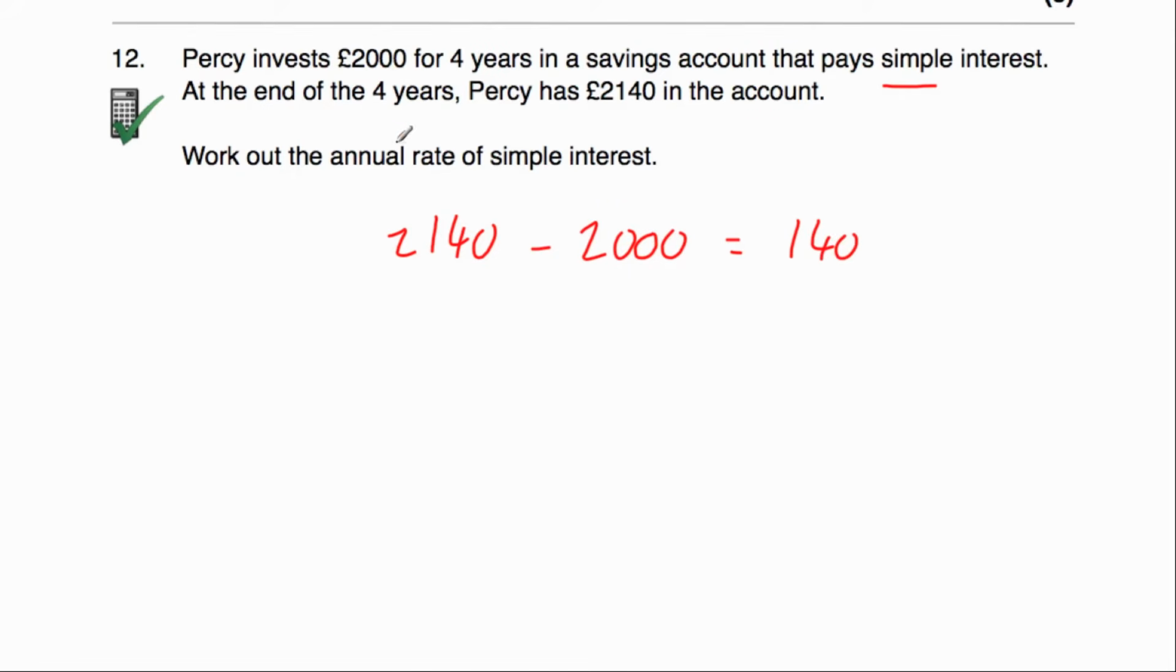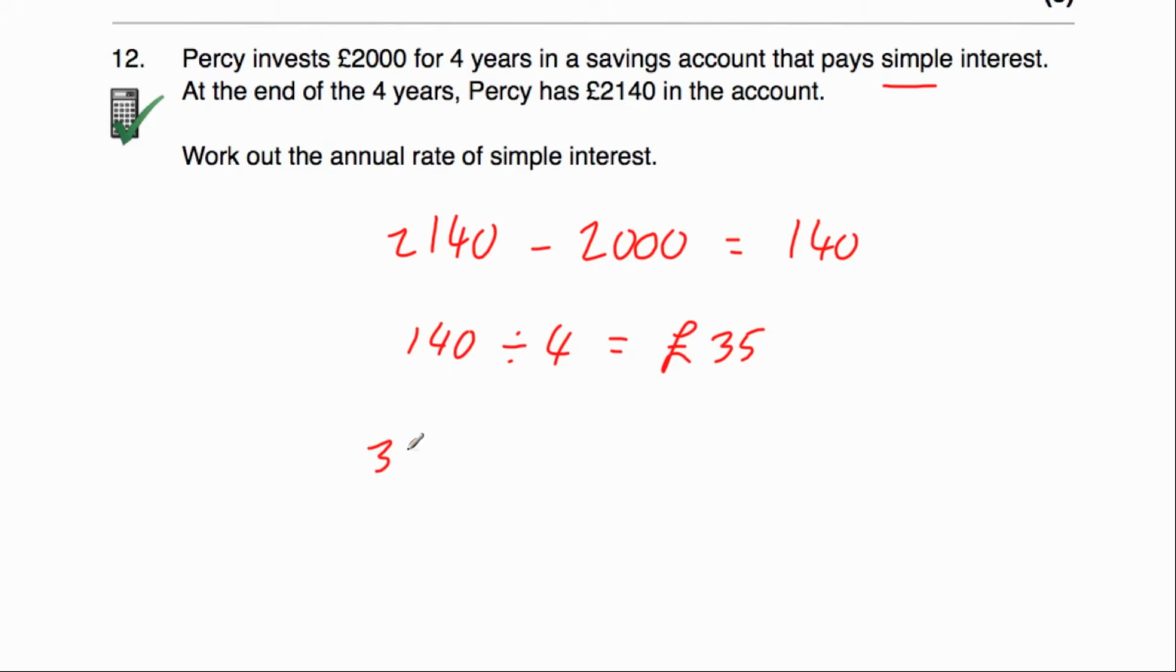Now he invested it for 4 years, so if we take our 140 and divide it by 4, that'll tell you how much interest he earns every single year. So 140 divided by 4 is equal to £35. So Percy earns £35 in interest every single year. Now, since the saving account pays simple interest, whenever we work out that percentage of 2,000, we're going to get £35. So if we express 35 as a percentage out of 2,000, that'll tell us the percentage interest rate.